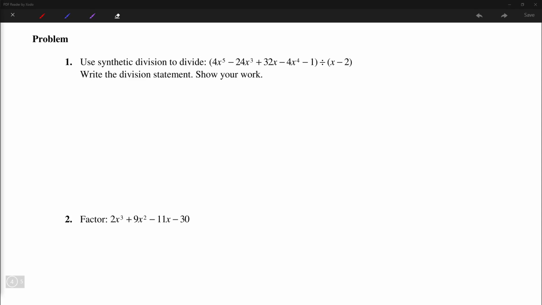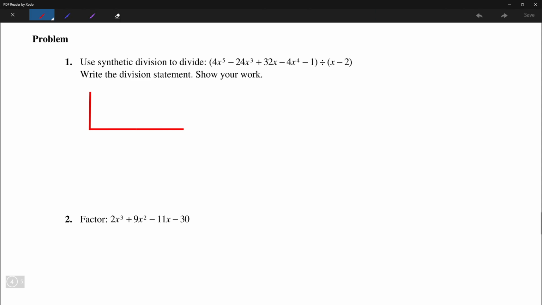Hello everyone, so today we're going to go over the second part of the Unit 4 practice test, the problems part. So we'll begin with a division question here. So first we'll draw our box for division.